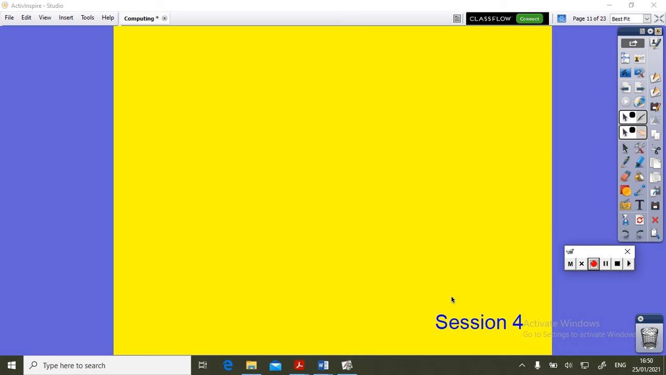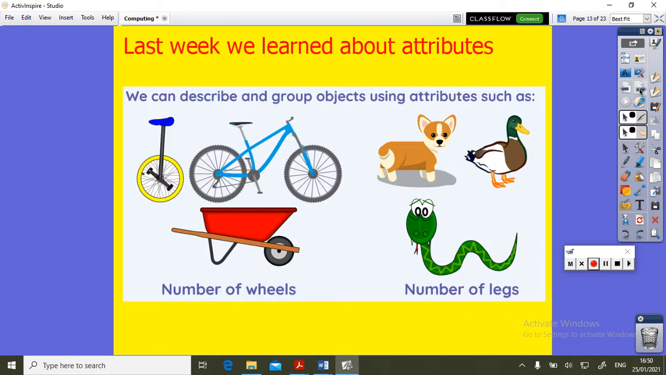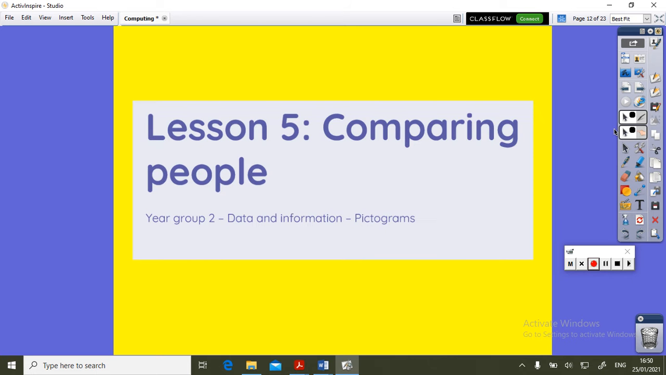So it's week 4 now and we are going to be doing computing here today. This week we are going to be talking about comparing people. We've been looking at attributes already for the last couple of weeks, and we will today practice using those attributes to describe the images of people and perhaps other learners in the class. At home, obviously, you don't have any other learners there. Perhaps you could use your family as your little guinea pigs for this task.